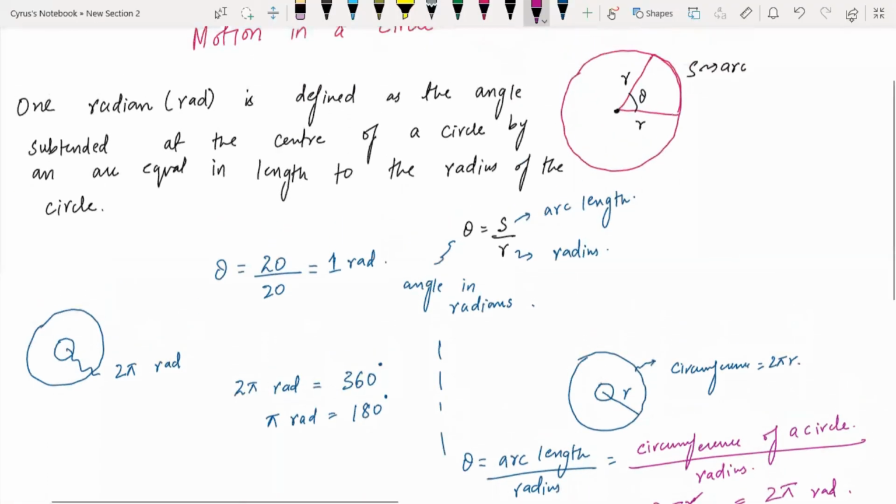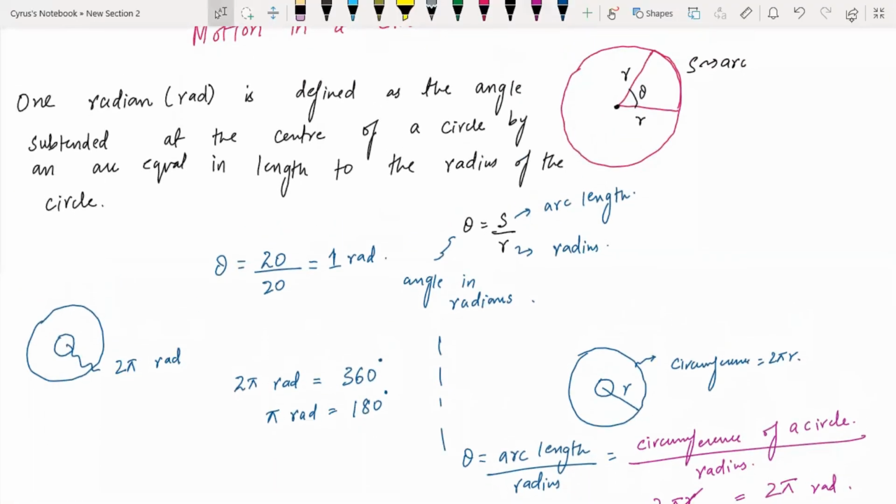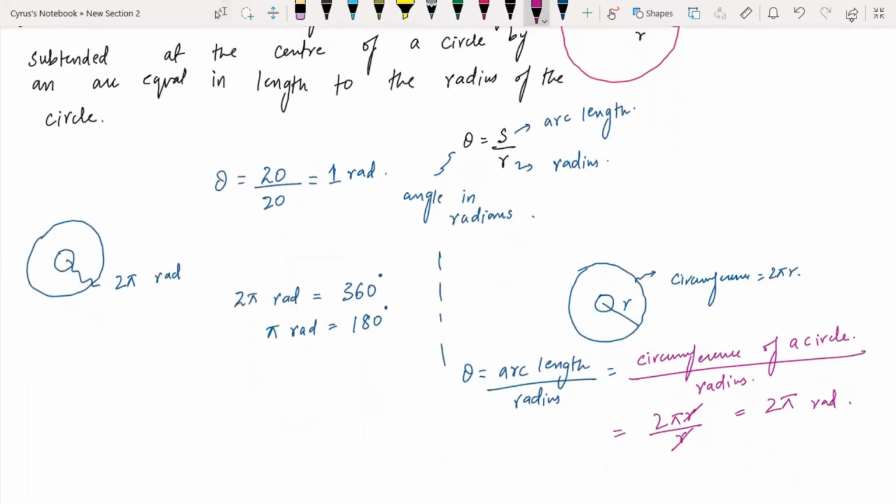So 1 radian is defined as the angle subtended at the center of a circle by an arc length which is equal to the radius of the circle. Theta is s over r, and 2 pi radian is equal to 360 degrees, and pi radian is equal to 180 degrees. And you know that this theta is arc length, which is 2 pi r over radius. You get 2 pi radian here, right?